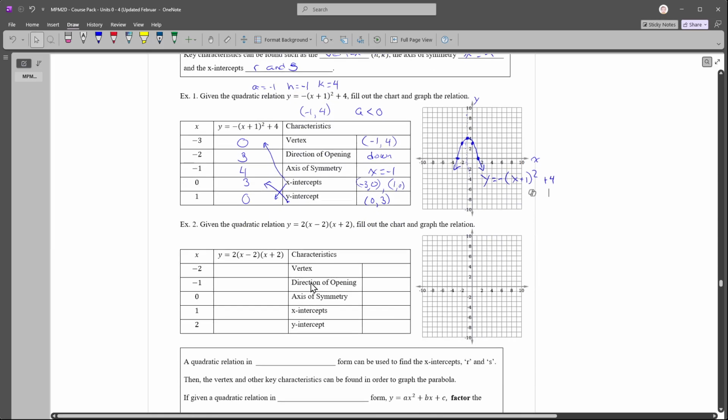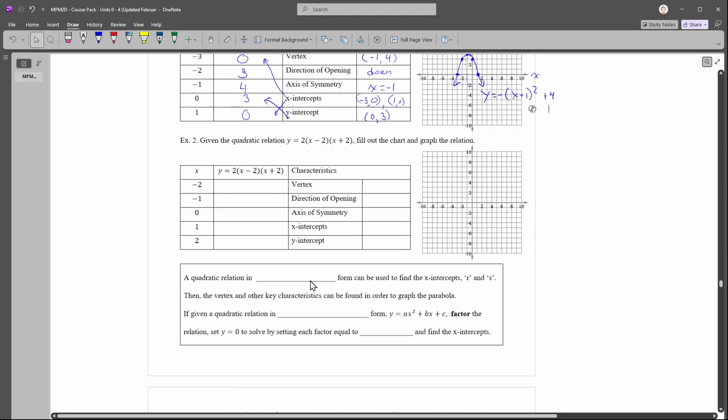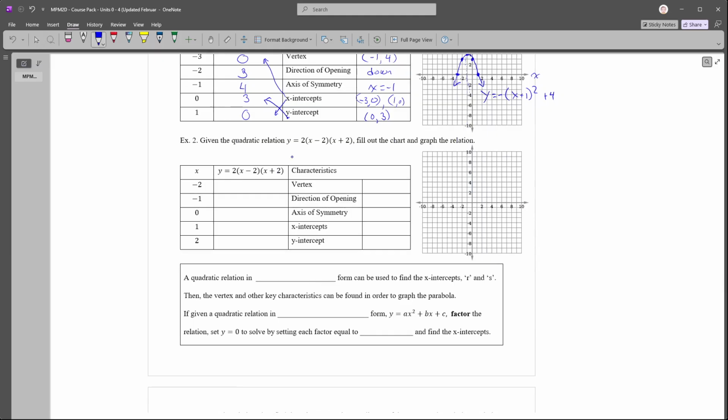Let's do it again, but now we're going to do it in factored form. So instead of the vertex form, we have factored form. Let's see what kind of information we can pull out of here. We know that the a value is right here. This is our a, so our a is equal to 2. Our r value is right here, and we can see that r is also equal to 2.